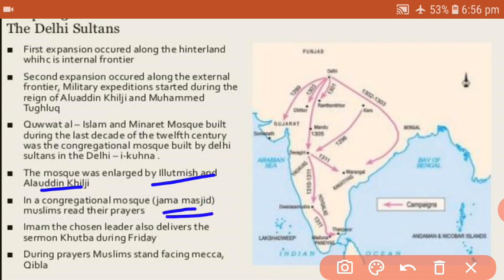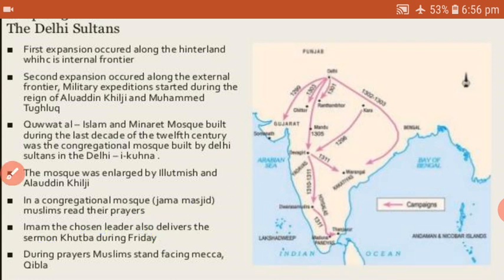In a congregational mosque, the Jama Masjid, Muslims read their prayers. A new word comes here: Imam. The Imam was the chosen leader from the Muslim community. The Imam delivers the sermon, known as Khutbah, on Fridays. On Fridays the sermon is delivered, with moral stories or something like that. Ultimately, teachings and a number of things were taught on Friday. During prayers, Muslims stand facing Makkah, known as Qibla. In India, that direction is to the west.